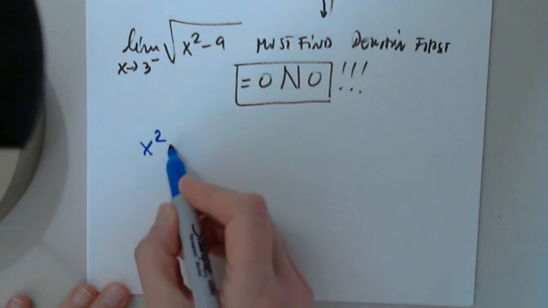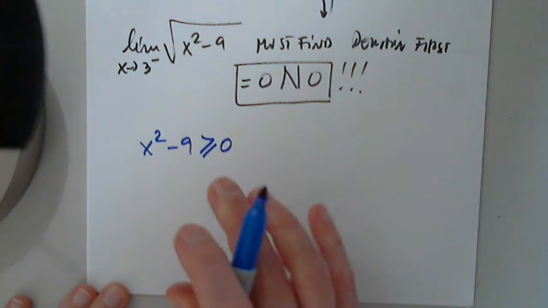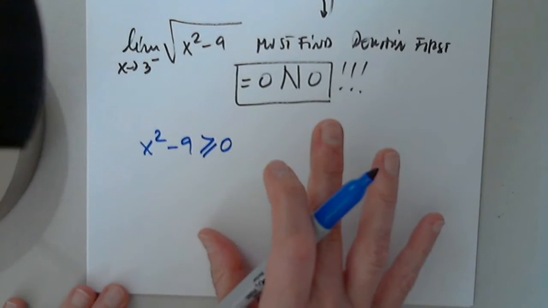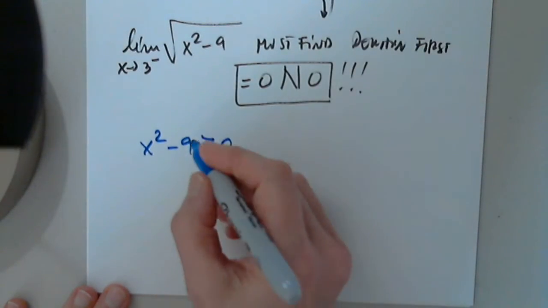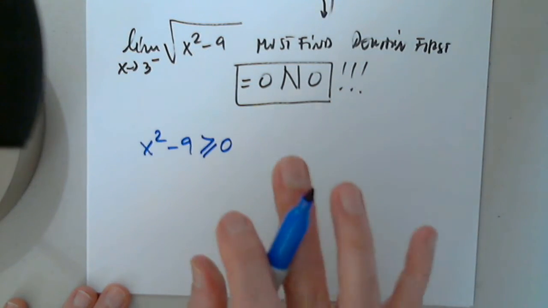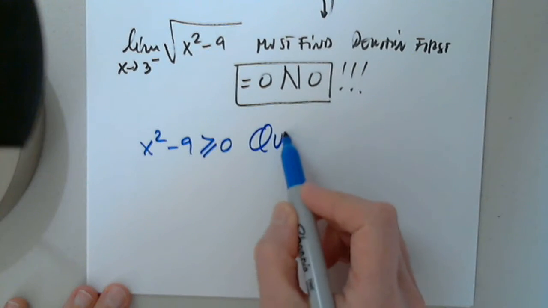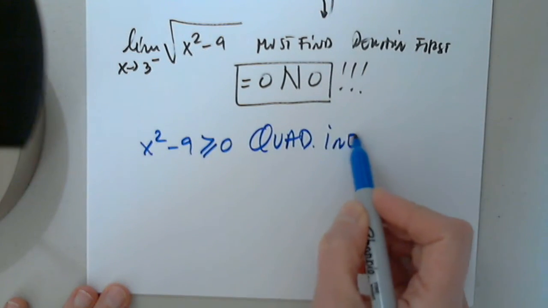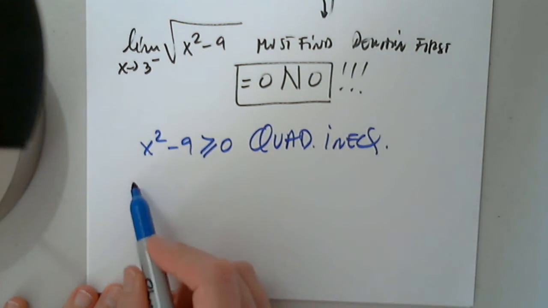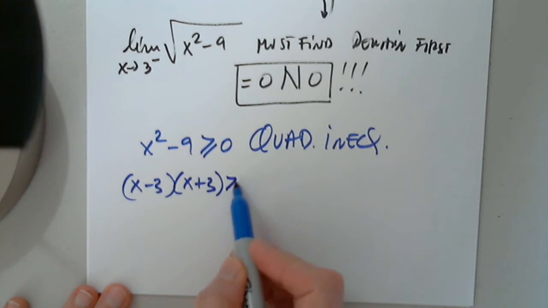x squared minus 9 is greater than or equal to 0. Excellent, thank you, brilliant. Okay, so please do not take 9 to the other side. I've seen it, we talked about it. Please, this is not the way for a quadratic inequality. Quadratic inequality, please. So the only thing we have to do is this.